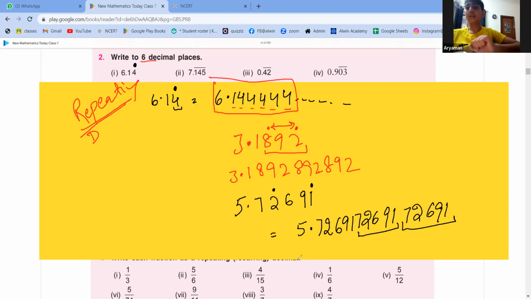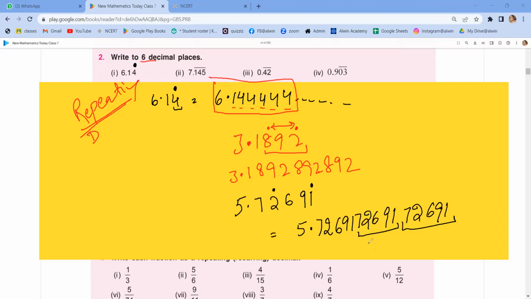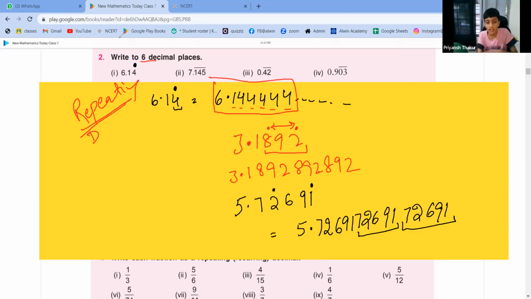Ma'am, I'm also doing it, ma'am. Reyansh, you tell me, is this correct? No, ma'am. That is not correct, Priyansh and Aryaman. Look at screen, I'll explain you why. Okay, ma'am. So the answer is 5.2691, 2691, like that, right?